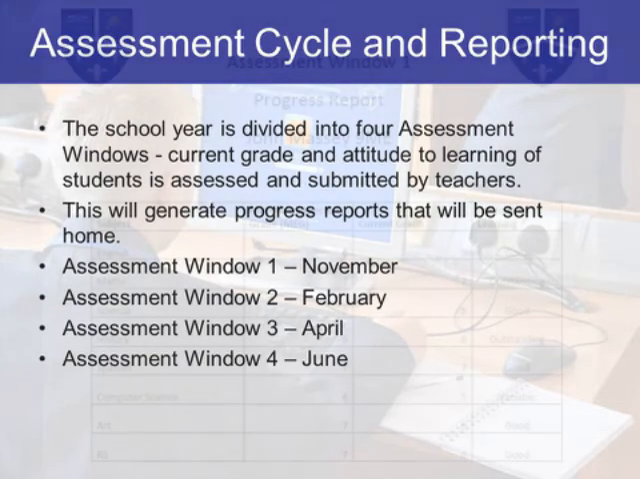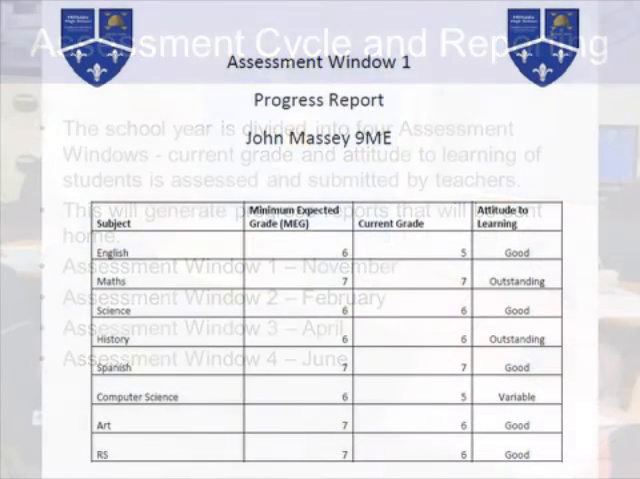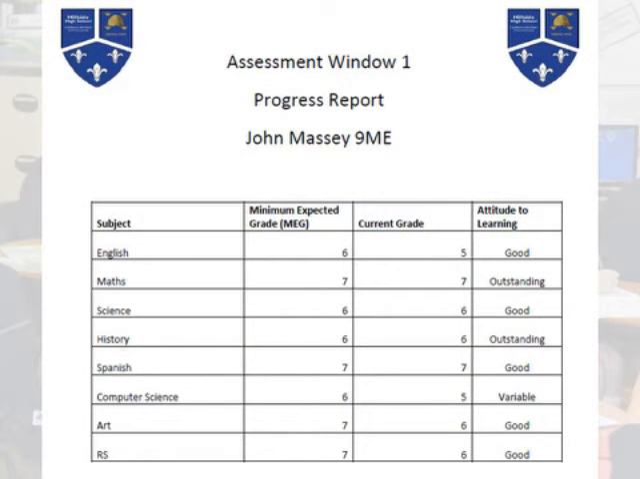In this report you can see for John, he in English has got a minimum expected grade of a 6. His current grade is a 5, so he's 1 off his minimum expected grade, but his attitude for learning is good. So at the moment John is okay in English, and he's only 1 grade off his minimum expected, and things look like they're going well. And obviously as you read down that report, you can see for John this report's looking quite good for him, although we'd be a little bit concerned perhaps about his variable attitude for learning in computer science.